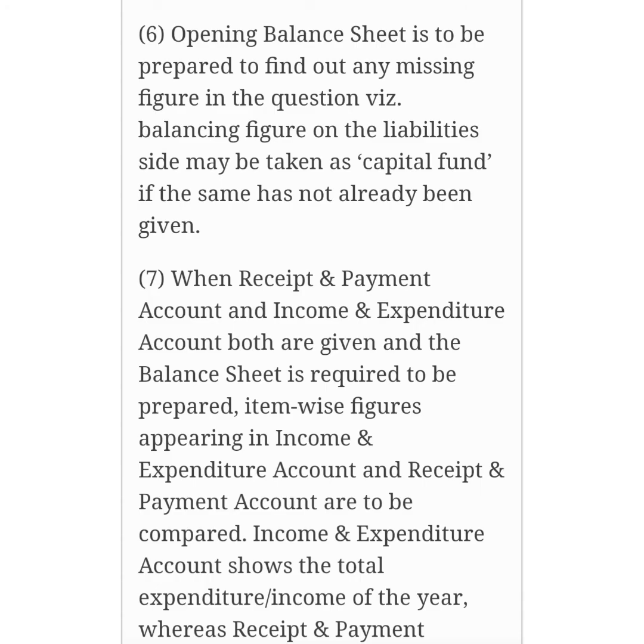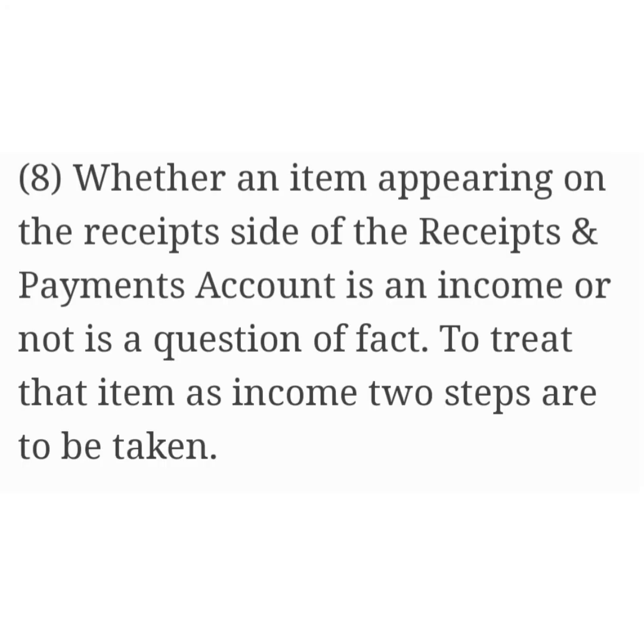The last step is, whether an item appearing on the receipt side of the receipts and payments account is an income or not is a question of fact. To treat that item as income, two steps are to be undertaken. They are, the first step is, examine the nature of receipt.